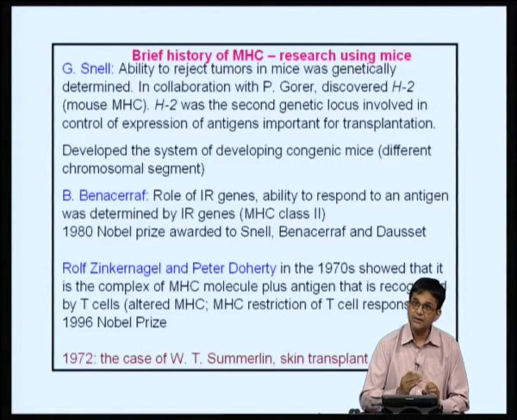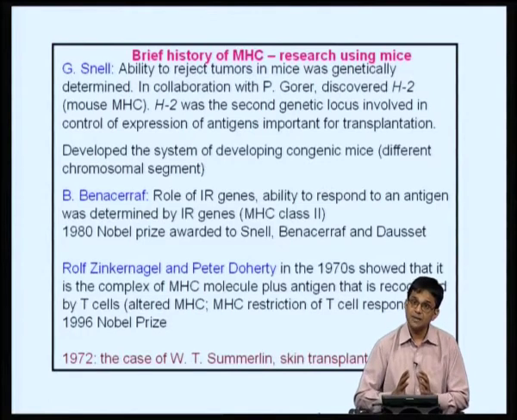This differential CD4 response would translate to different titers of antibodies produced. So you had some strains that were high responders and some strains that were low responders, and this was determined by MHC class 2, and consequently you got a differential response. That was the IR loci.